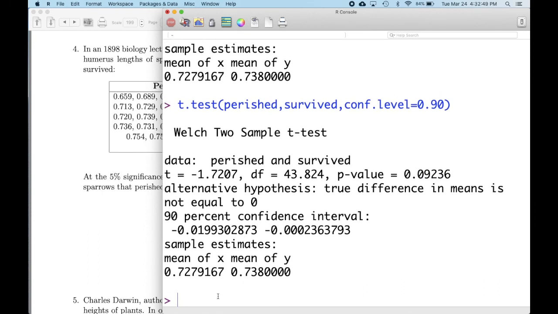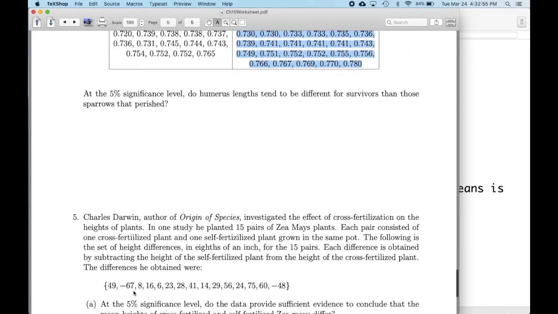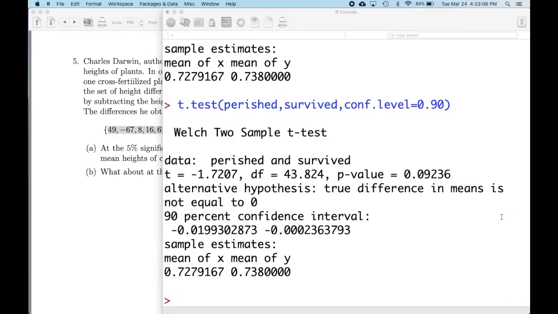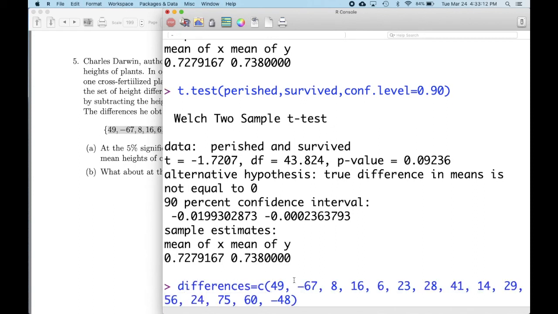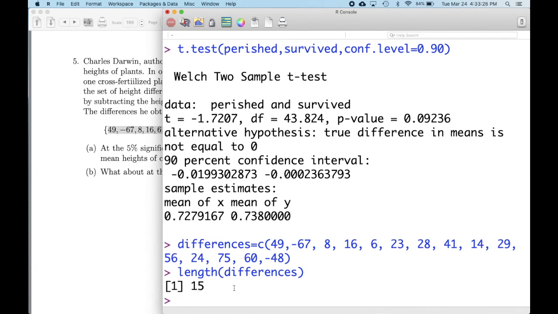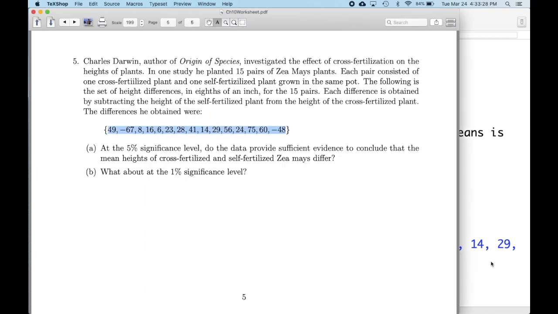All right. Number 5, what we had was Charles Darwin studying his plants, whether they were cross-fertilized or self-fertilized, and he looked at the differences in heights. And so again, let's copy this data. I'm going to call these differences. And for some reason, R doesn't like the minuses that show up in the PDF, so I've got to change those to minus. And those are going to be our differences. And so let's look at the length of this set. Let's make sure we get the right length. Yeah, 15 differences.